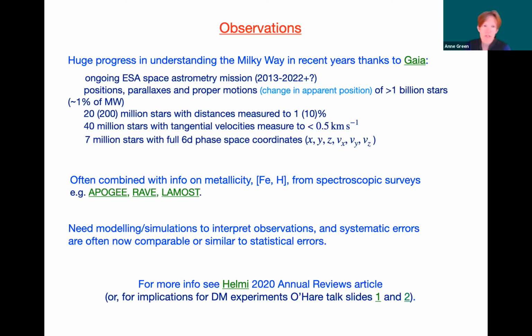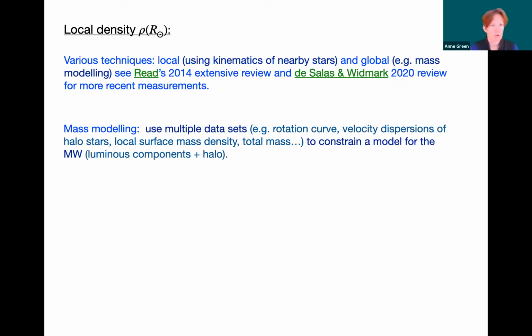So we'll start off with something fairly simple, the local dark matter density, i.e. what is the density of dark matter at the solar radius, which is what controls the total rate at which dark matter particles pass through your detector.